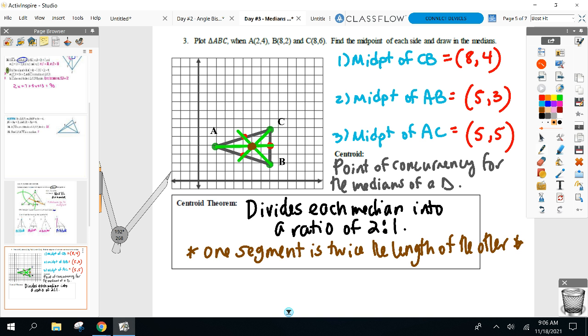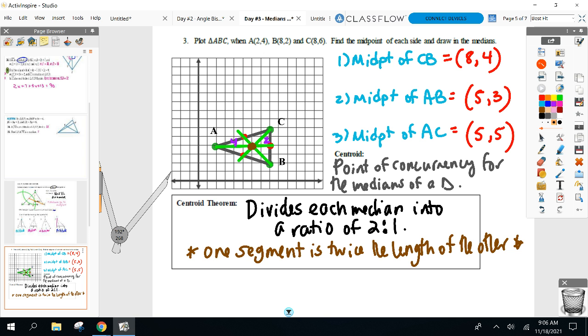Can you guys quickly count the distance from A to the centroid right now? How long is it from point A to the centroid? How many units? 4 units. How long is the other part from the centroid to the opposite side? See what I'm talking about? A ratio of 2 to 1. One segment is always double the other.